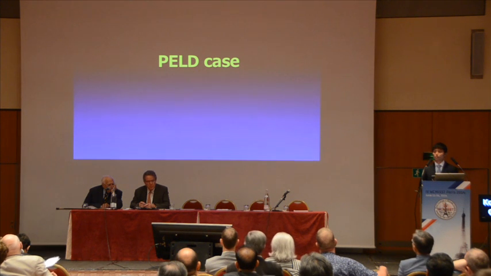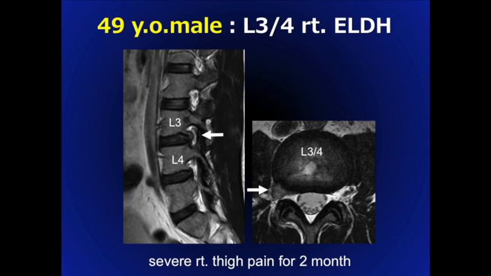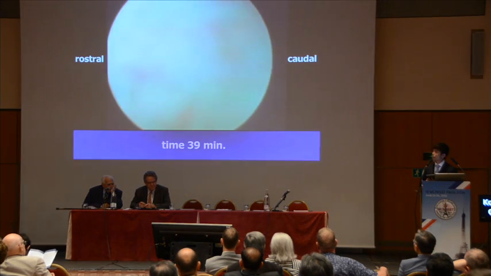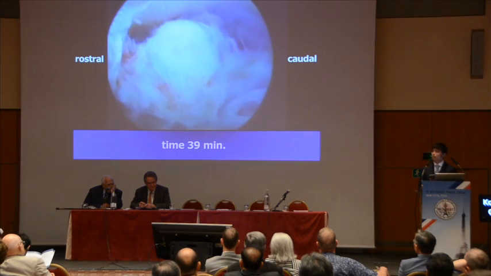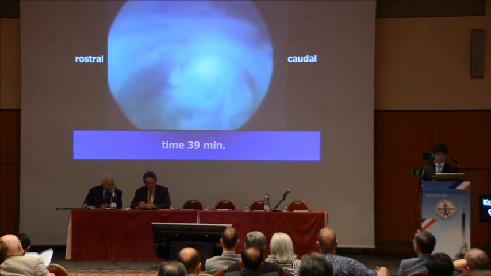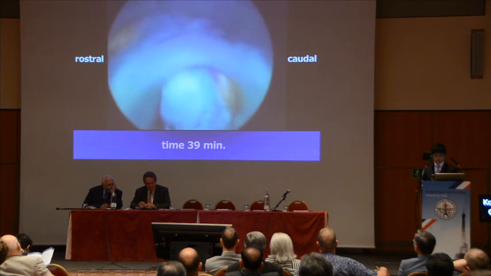Next, PELD case. We had 49 years old male with L3-4 ELDH. You can see the large herniation on the right. This is a video of the case. PELD starts from intradiscal space. Discectomy is first done intradiscally, and then turn the cannula to locate the herniation.